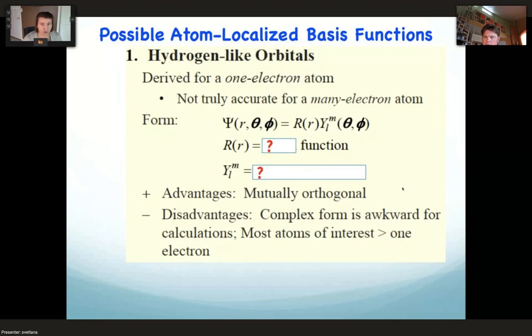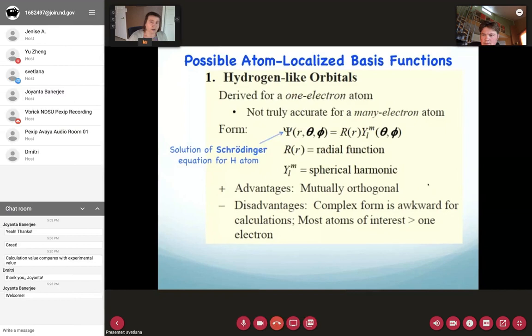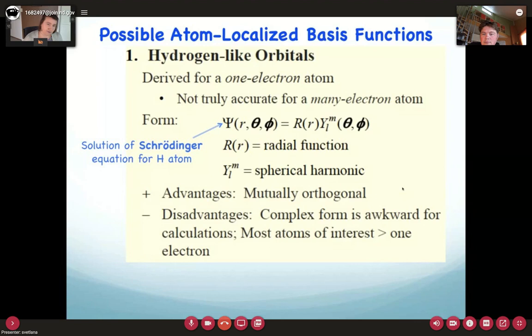So we call this solution of the Schrodinger equation for the hydrogen atom big psi. Then big R is what we call the radial function, which has information about the distance from the nucleus. And then the spherical harmonic is also dictating the S, P, and D shape and the angular momentum behavior of the electrons. We know that these wave functions should be orthogonal. They have a pretty complex form already, and you cannot really get the solution in this form exactly for atoms having more than a single electron; it is approximate.